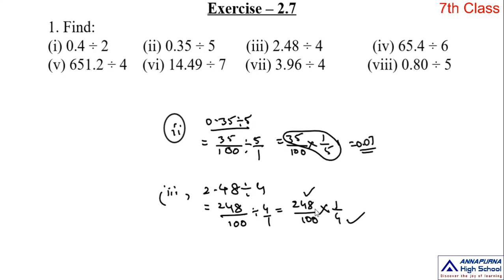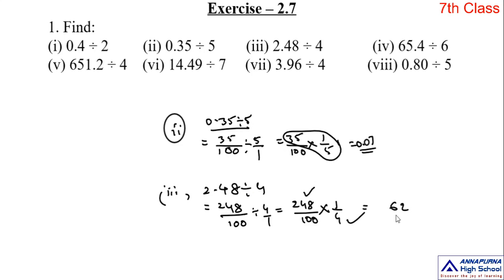In 248, how many times is 4? 4 sixes are 24, 4 twos are 8. So 62 times, divided by 100. Here, how many digits are there after the decimal point? There are 2 digits to the right of the decimal point.